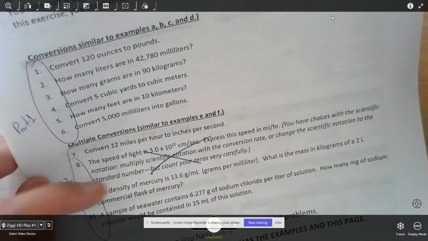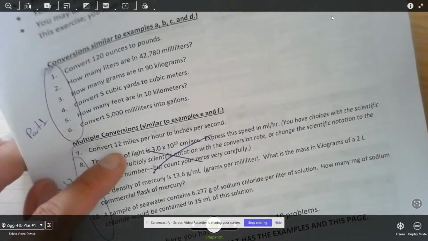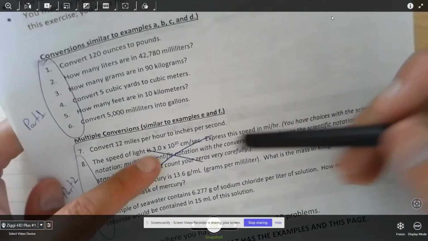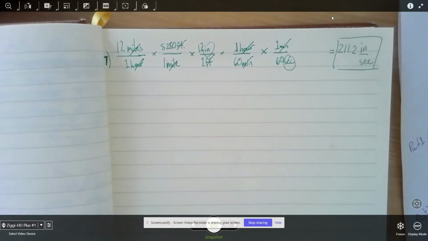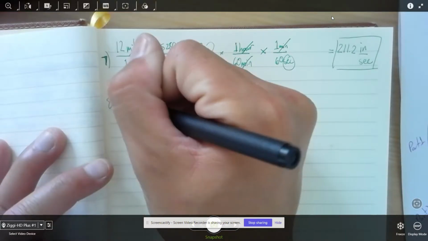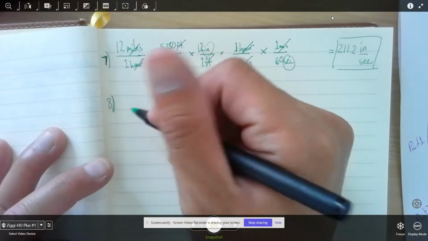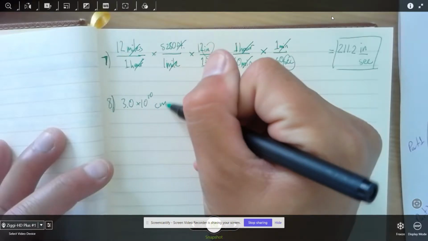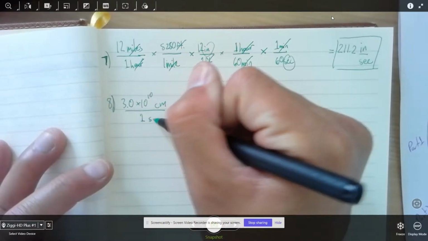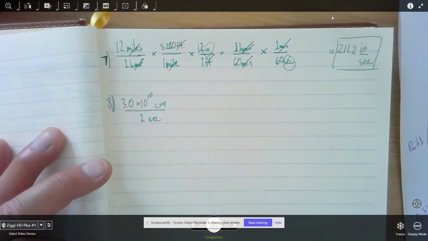It's almost exactly like what you've been dealing with in number 7, but let me show you how to deal with this crazy scientific notation, okay? Seemingly tough, but it's not really that bad. So deal with 3.0 times 10 to the 10th centimeters over 1 second. That's really fast, by the way. So basically in 1 second, that's how fast light literally travels.